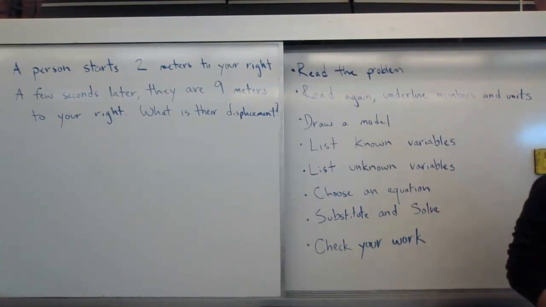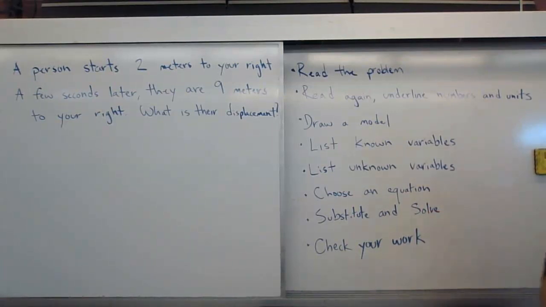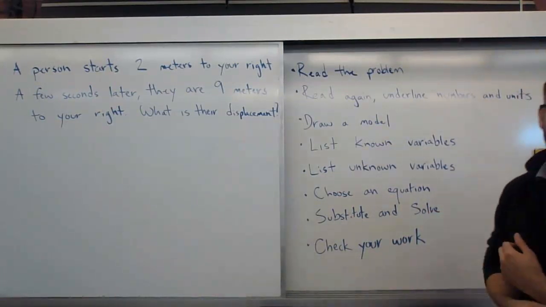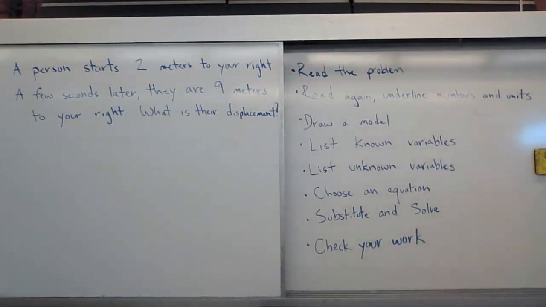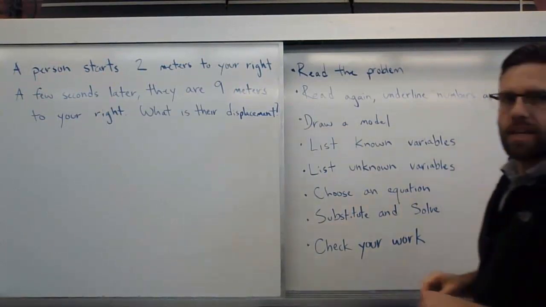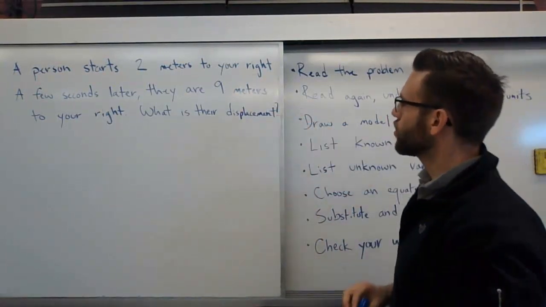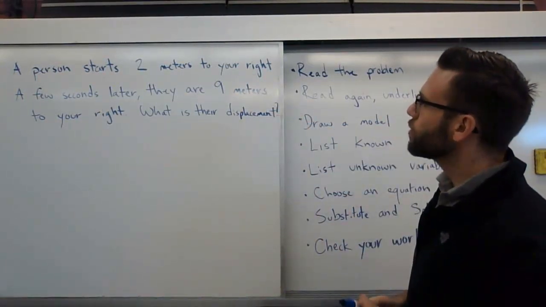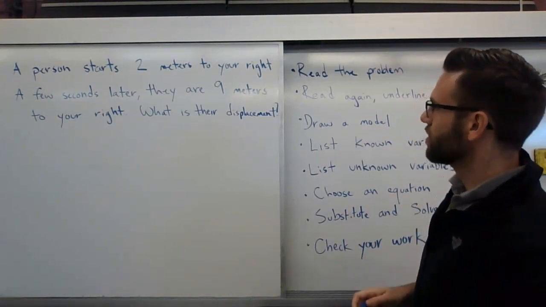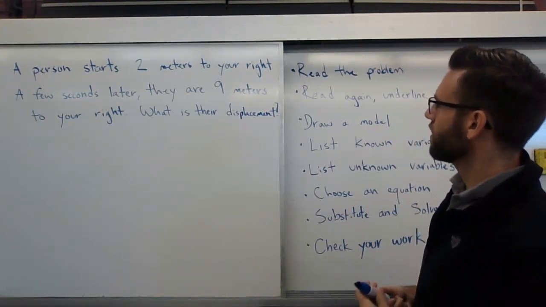So we'll do an example right here up on the board to make sure that we know how to solve this kind of problem. All right, so up on the board you can see this problem here says a person starts 2 meters to your right. A few seconds later, they are 9 meters to your right. What is their displacement?